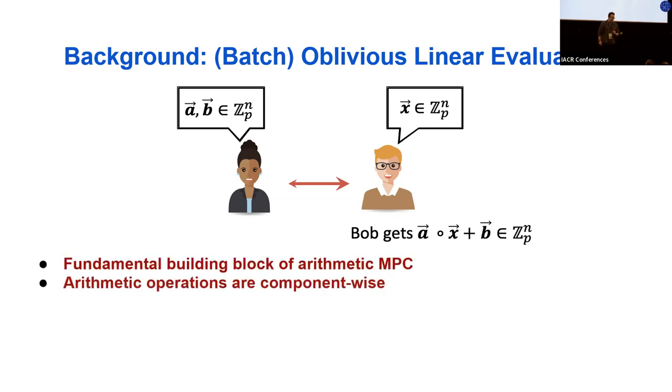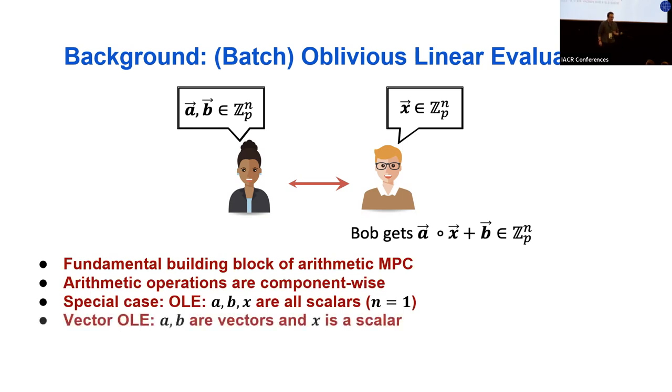This is a fundamental building block of arithmetic MPC. And there are lots of special cases of this protocol that are very well studied. There's OLE, which is just where everything is a scalar. There's vector OLE, where A, B, and the output are all vectors, but Bob's input X is just a scalar. You can view this as an arithmetic analog of OT. You can get back to OT by just setting your plaintext modulus equal to 2.